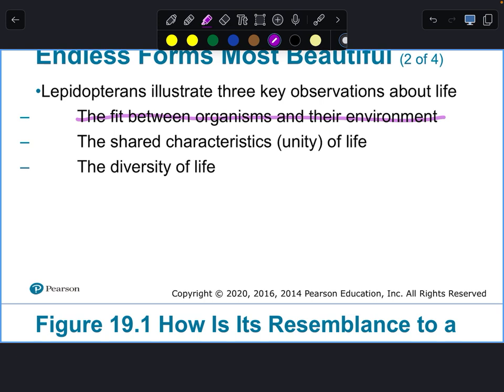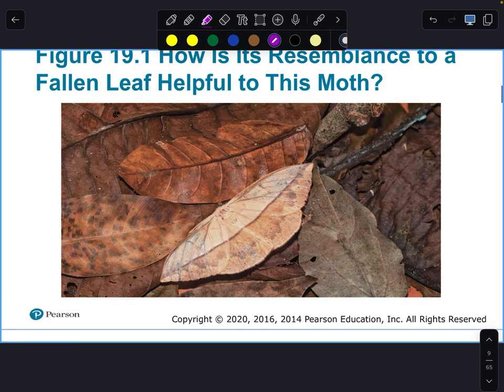Shared characteristics, unity of life, right? Whenever you see unity of life, you need to think evolution, and the diversity of life, which comes from our genetic code. And so there's the dead leaf moth. Pretty crazy, huh?